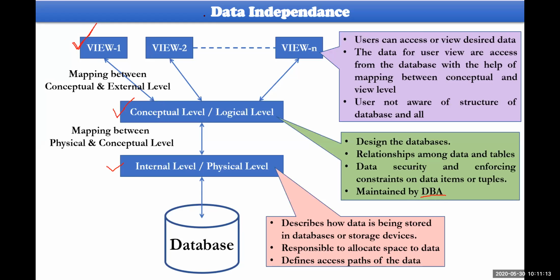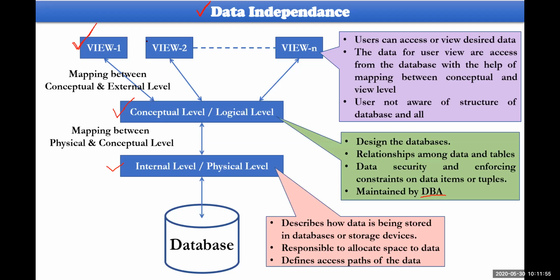Now the concept is data independence. What do you mean by independence? The name itself indicates that data must be independent from one level to another. If you make any modification at one level, that modification should not be reflected in other levels. That is called data independence. I repeat one more time: if any modification happens at one level, that modification should not make any changes in the lower levels.